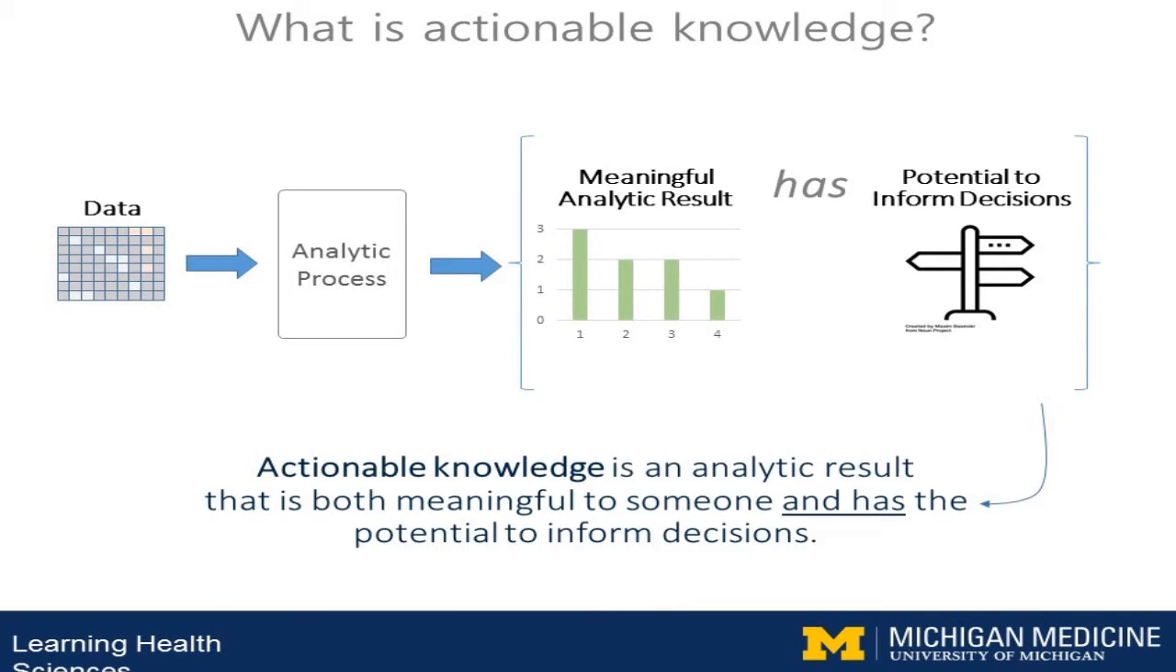Not all knowledge necessarily has that characteristic. But actionable knowledge, by definition, the way we think of things, has that characteristic. Okay? It can inform a decision. So actionable knowledge is some analytic result. It's both meaningful and it has the potential to inform a decision. Okay, this is what we're very interested in the knowledge grid.